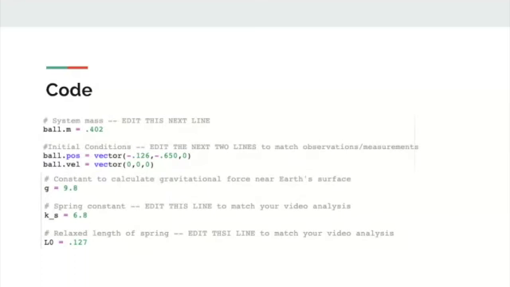I knew the mass to be 0.402 grams, the initial position to be negative 0.126, negative 0.650 meters, and the initial velocity v0. I found the gravitational constant to be 9.8 meters per second squared and the spring constant to be 6.8, and the relaxed length of the spring was 0.123 meters. From there, I defined my L to be the ball's position minus the spring's position, L hat to be the normal of that L, and S to be the magnitude of L minus L naught.